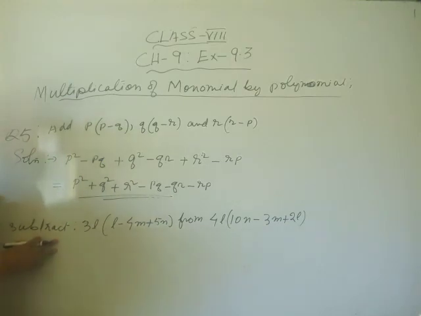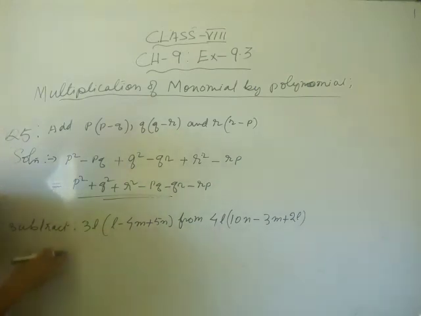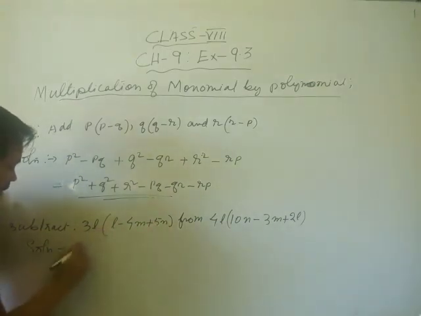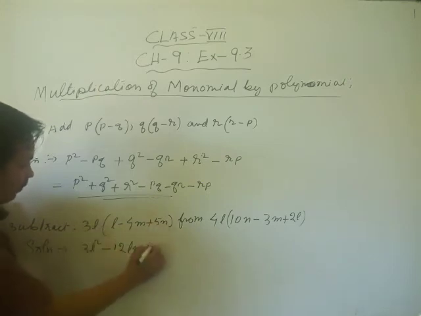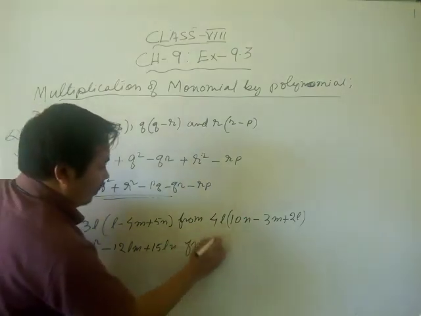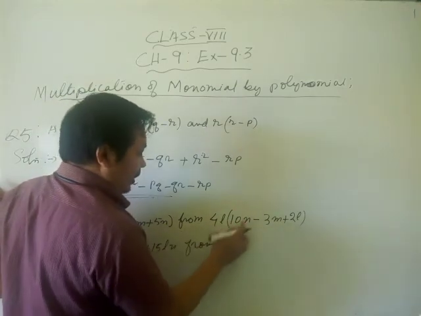So what is the next question? Next question is: subtract this expression from this expression. So now what we have to do first of all, in the solution, is simplify it. 3l into l means 3l squared, minus 4 into 3, 12 ln, then plus 3 into 5, 15 ln. From where? From this expression, so this also we have to simplify first.